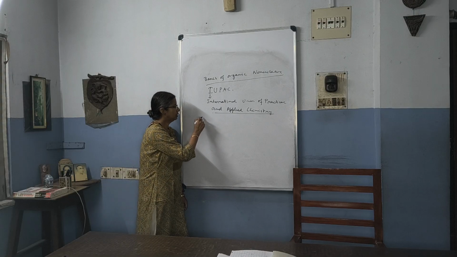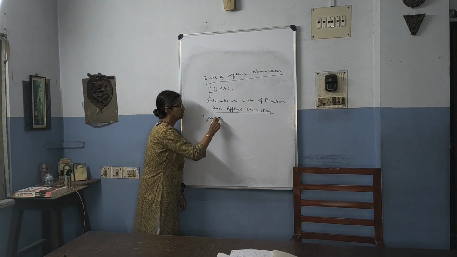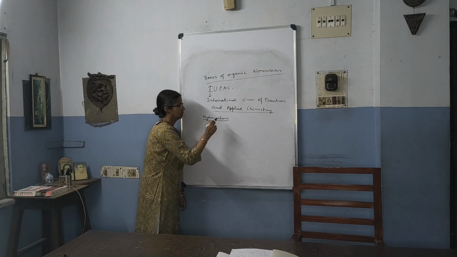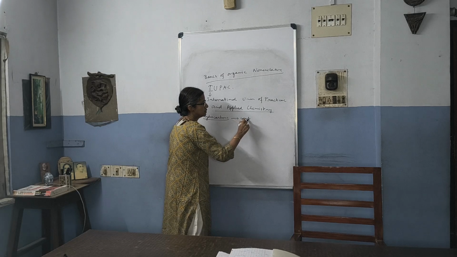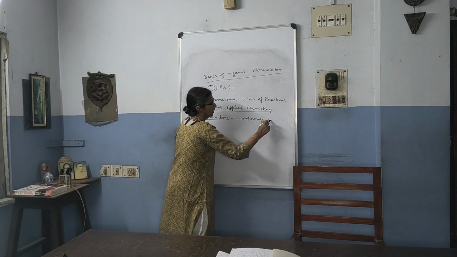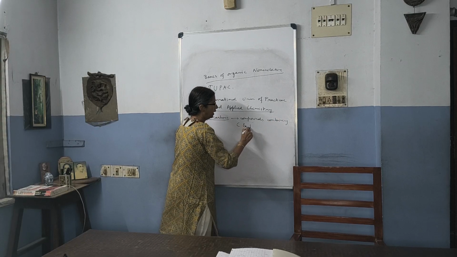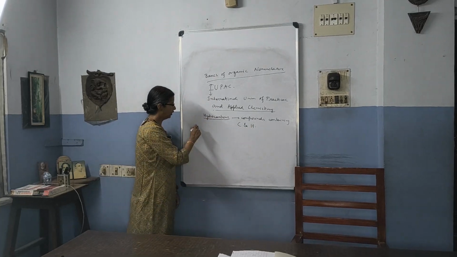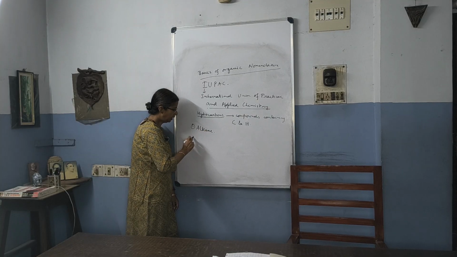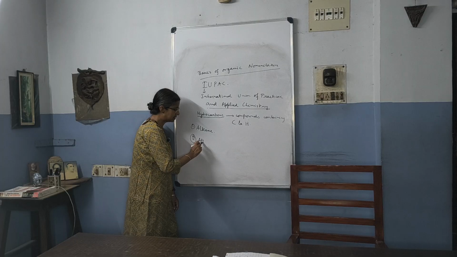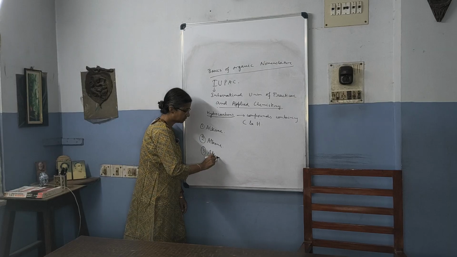So we will start with the first, hydrocarbons. Hydrocarbons means the compounds containing carbon and hydrogen. First comes alkanes, and then comes alkenes, and third comes alkynes.